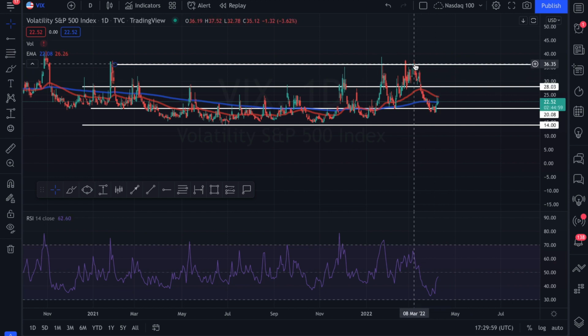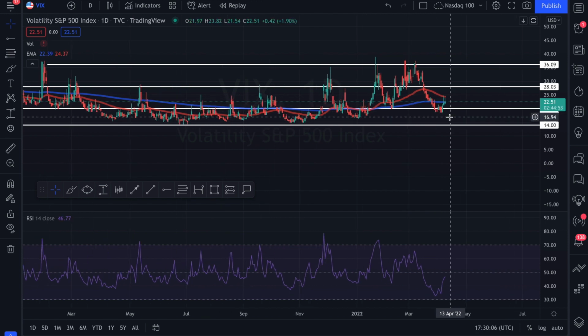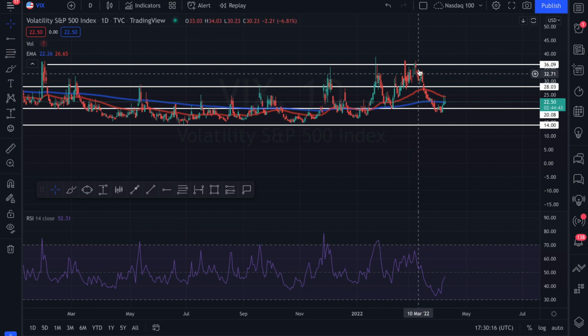We've gone from 36, 37 all the way down to below 20, and I think that what's happening here is just basically the VIX is correcting itself, especially with all of the negative news that's out there with regards to Ukraine and Russia, the Fed tightening their balance sheet, you name it, inflation. I think that the VIX did plummet a little bit too fast.